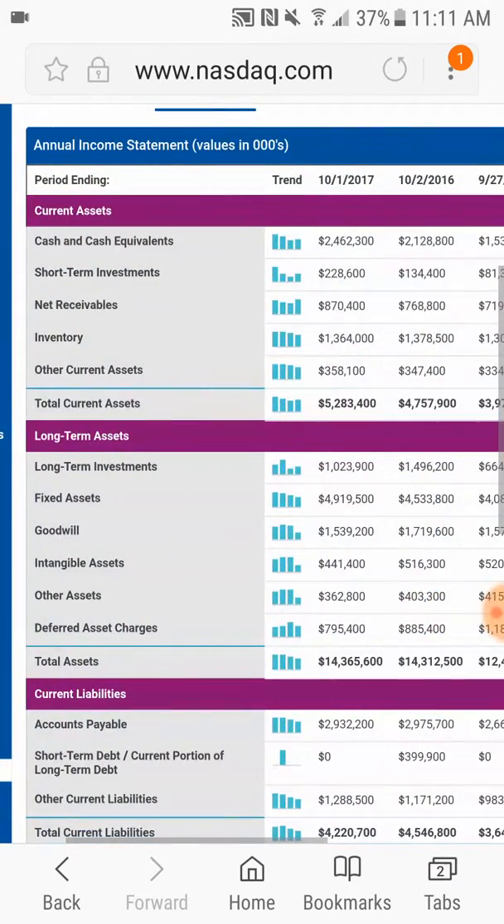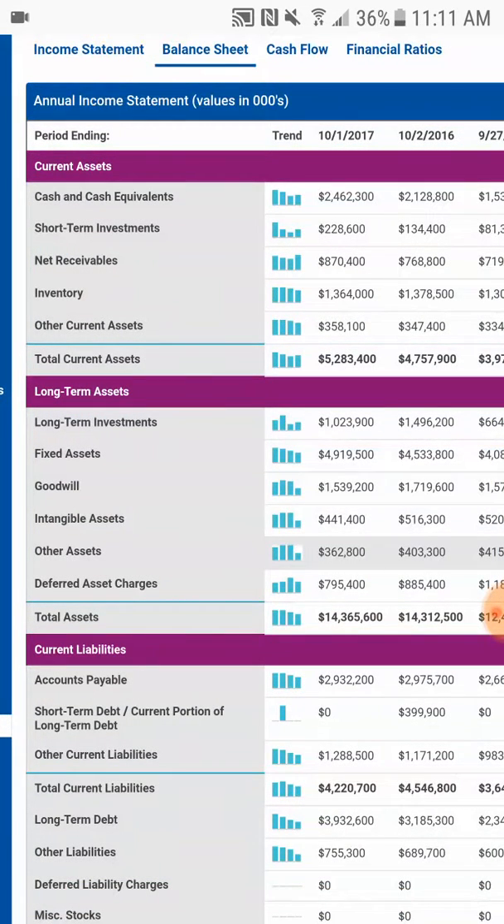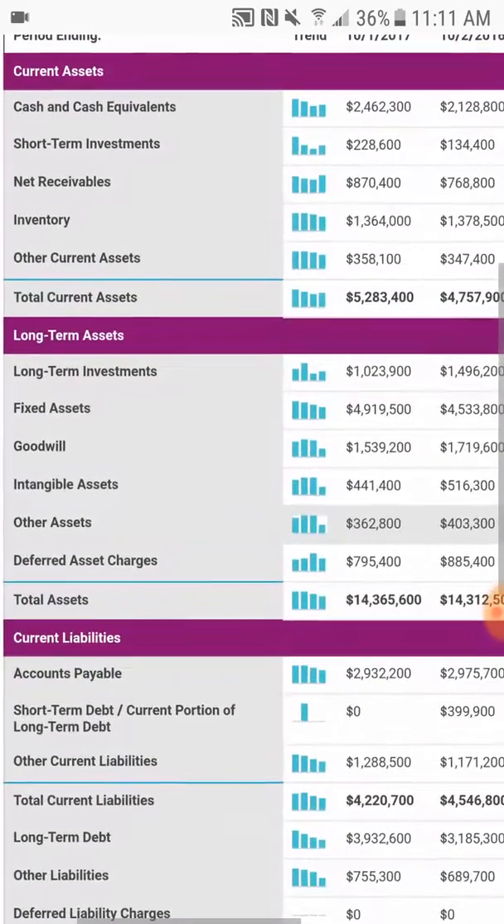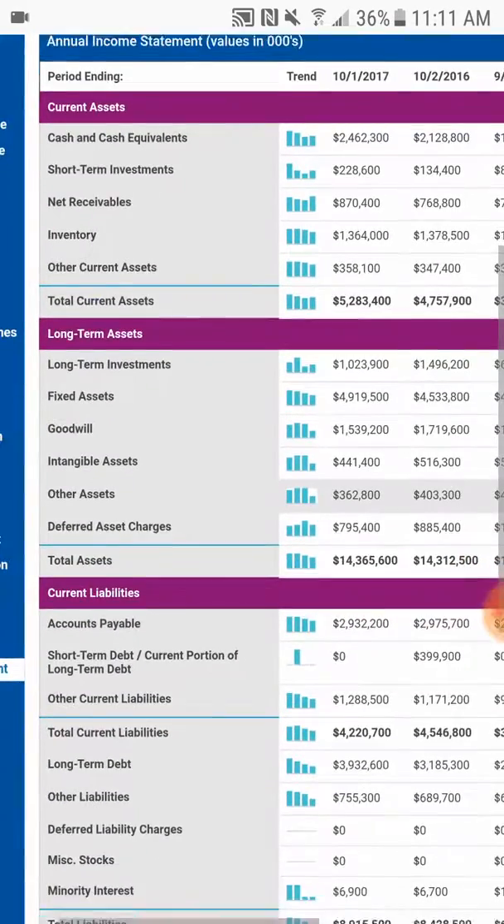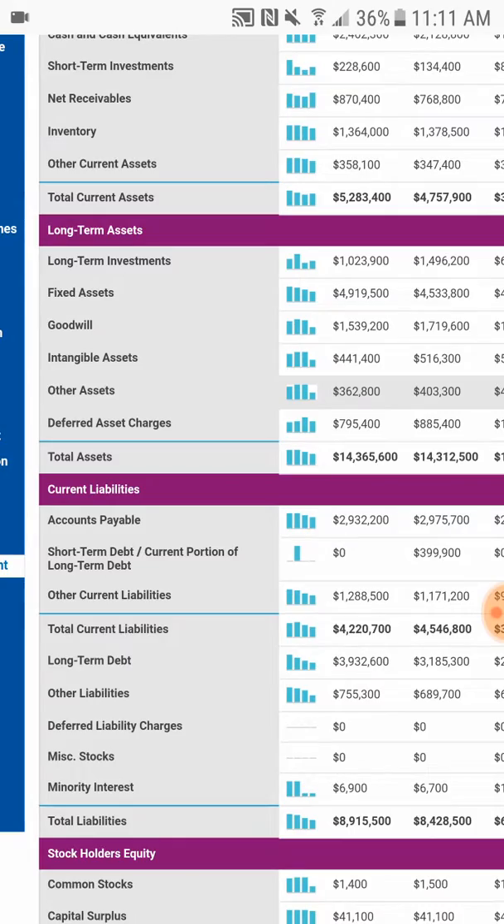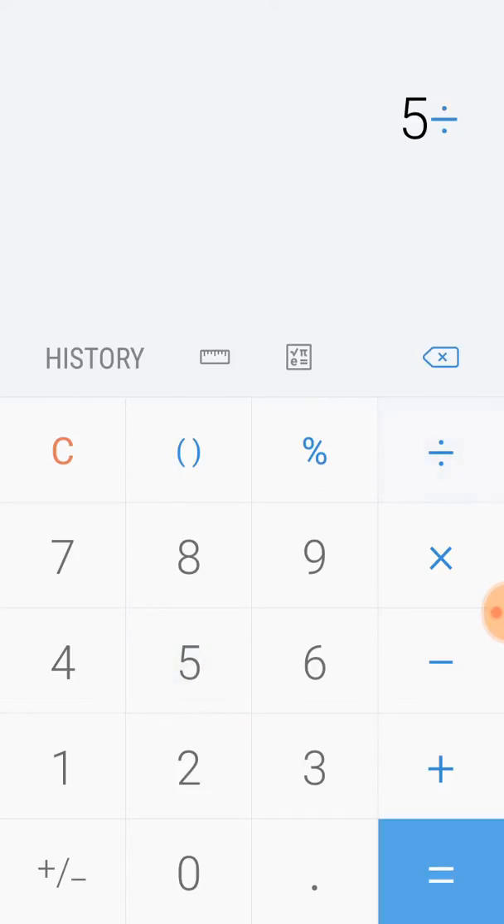So let's do their total current assets again, which is 5 billion. Oh, no, you can't round that up. Sorry. So total current assets, 5 billion. And let's compare that to their total current liabilities of 4 billion. Once again, sorry, I already got rid of the calculator. We have 5 billion over 4 billion. So 1.25. They have 1.25 times as much assets currently as they do liabilities currently.